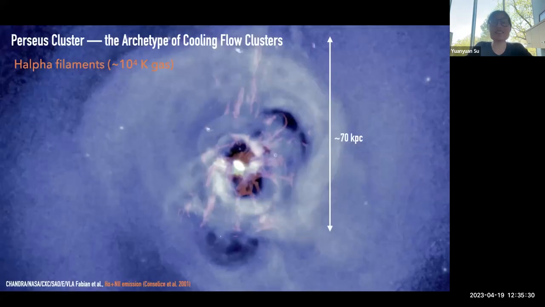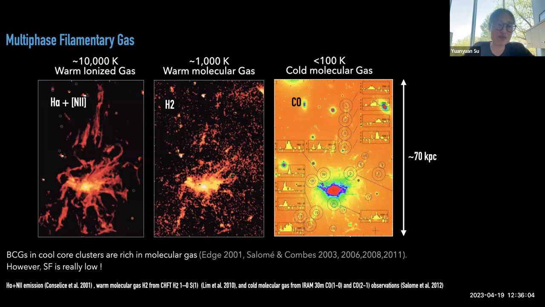Okay, and over the past few years, another discovery about the center of cool core clusters is that it is not as red and passive as we thought. Although it's not actively forming stars, it definitely contains cold gas. Well, again, this is the iconic Perseus cluster, and we see those very beautiful H alpha filaments at the temperature of 10^4 Kelvin. And also, it's not just this warm gas. We actually see such filamentary structures at many different phases. Shown from left to right, those are warm ionized gas, warm molecular gas, and cold molecular gas.